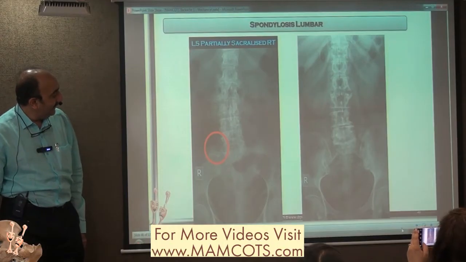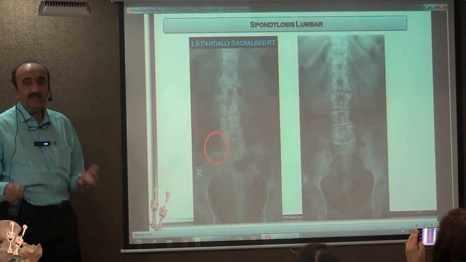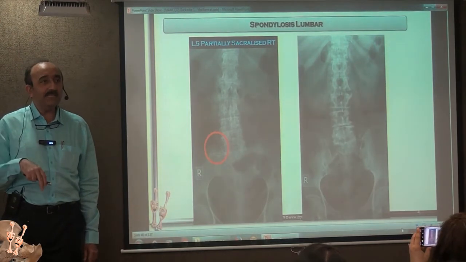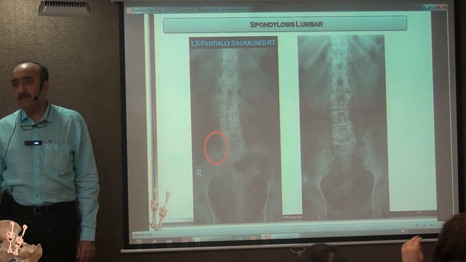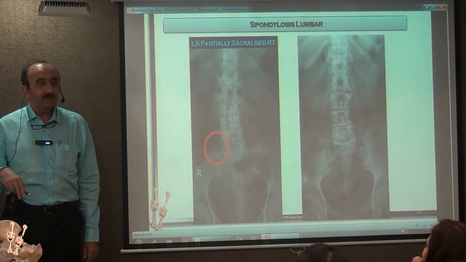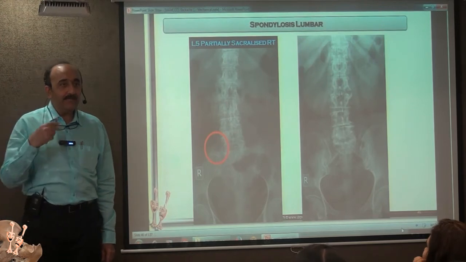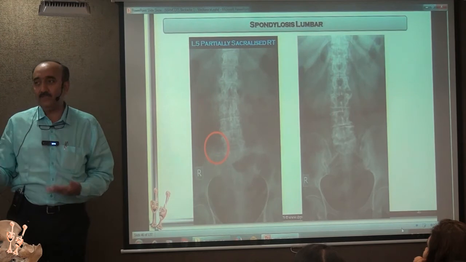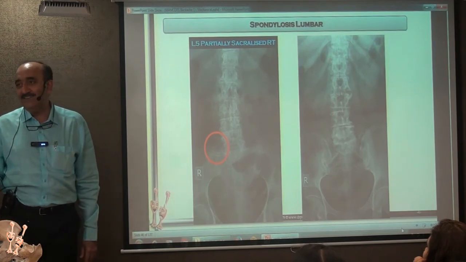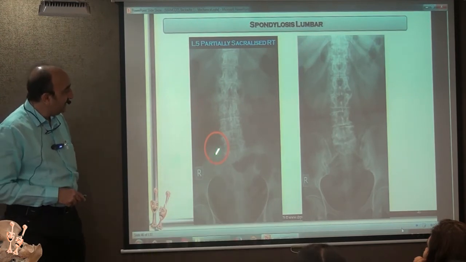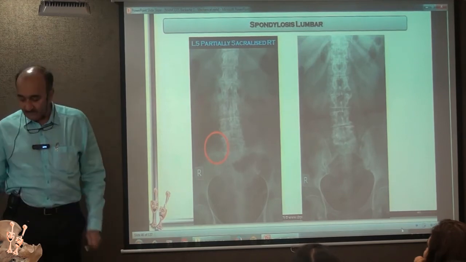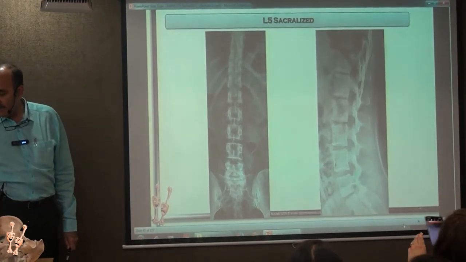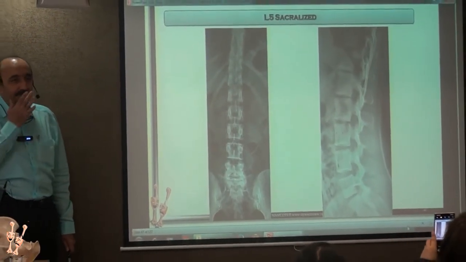Now, partially sacralized L5 or sacralized L5 is of consequence only when you are operating, meaning the last mobile segment is labeled L4-5 then. So you are going down and operating a disc which you felt was L4-5, but it turned out to be L3-4, and so you have operated the wrong level. So that should not happen, for that all the labeling is done. Sacralization has no clinical significance. Clinical nothing.